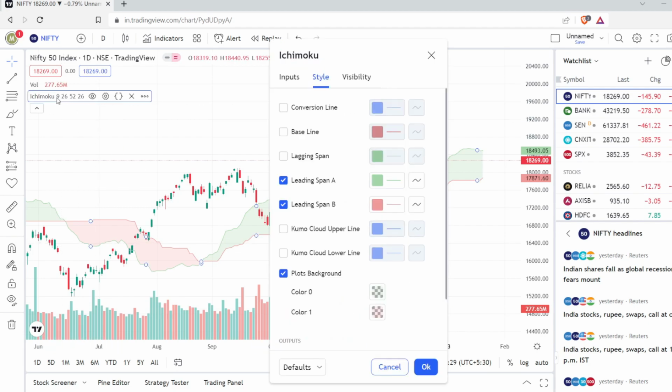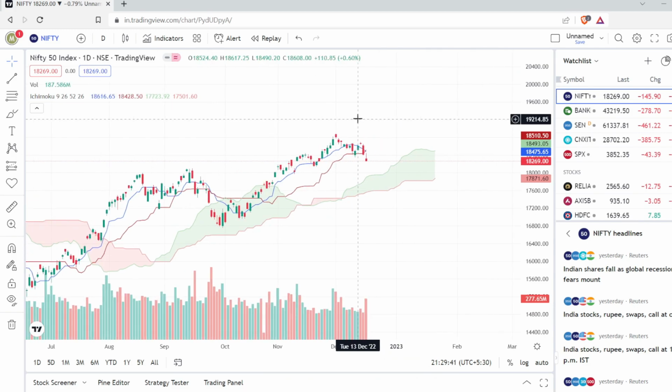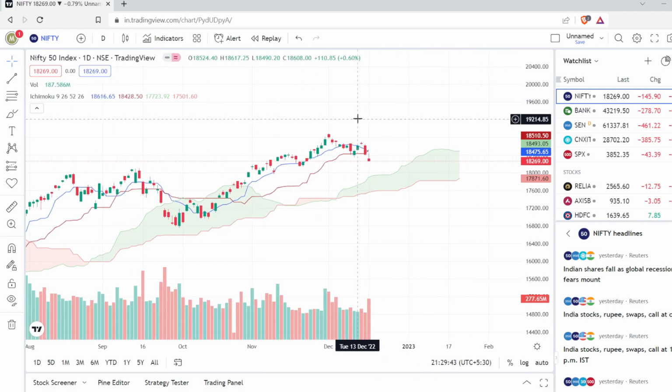The next point which we are going to take is the conversion line, that is the blue line that you are seeing right now, and the base line, that is the red line that you are seeing right now. Conversion line and the baseline are basically 9-day. The conversion line is a 9-day moving average sort of thing, but it's not exactly a moving average.